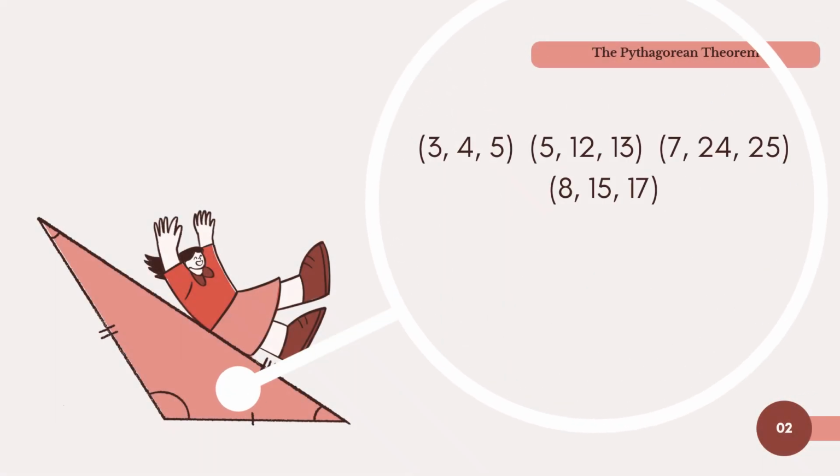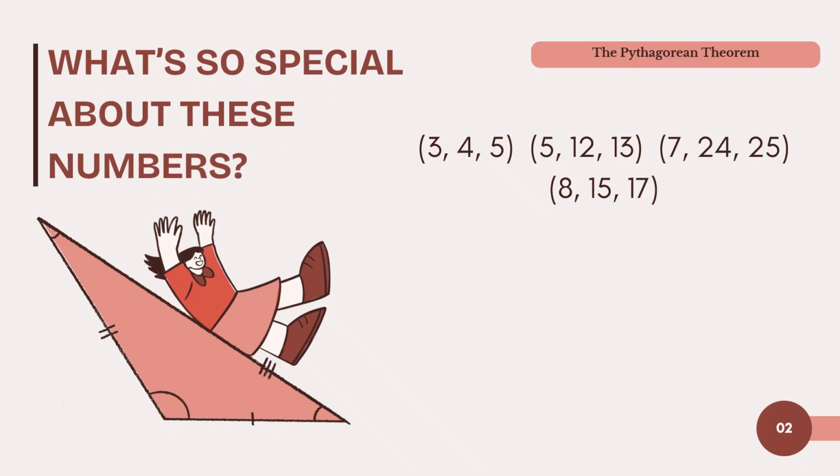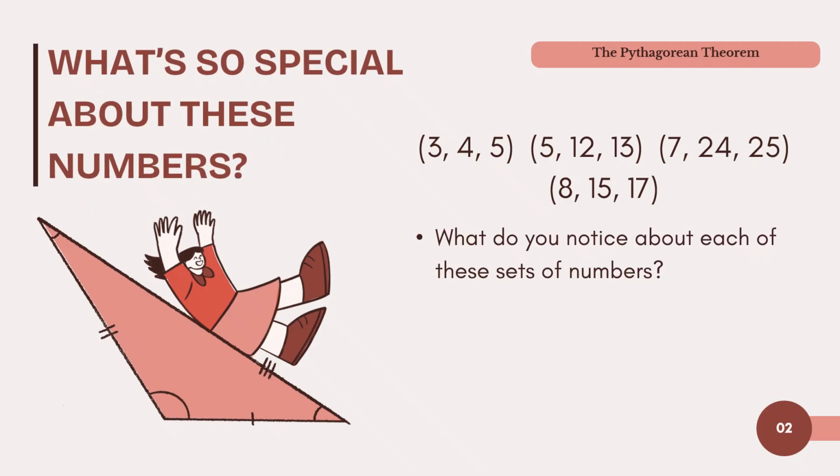Take a look at these sets of numbers. At first glance, they may just look like ordinary numbers. But what's so special about these numbers? What do you notice about each of these sets of numbers? Do you think they follow a rule or pattern?